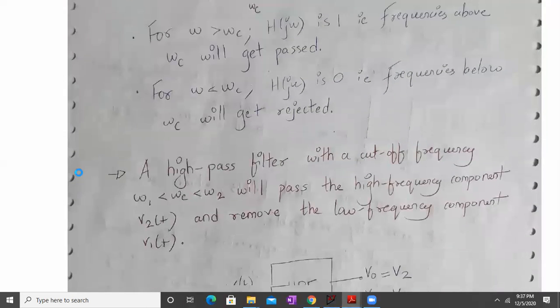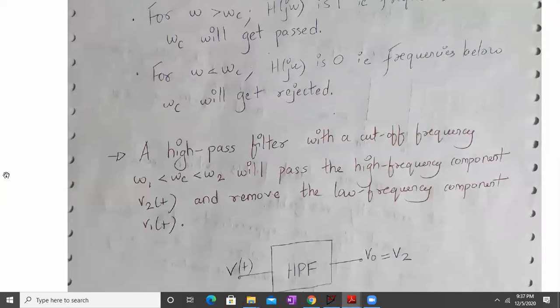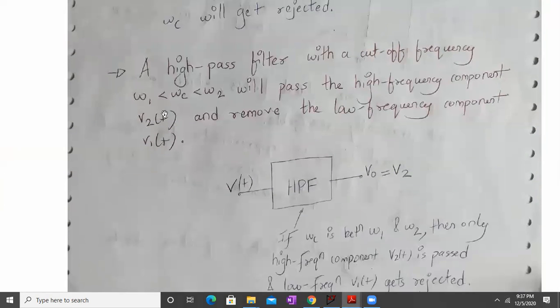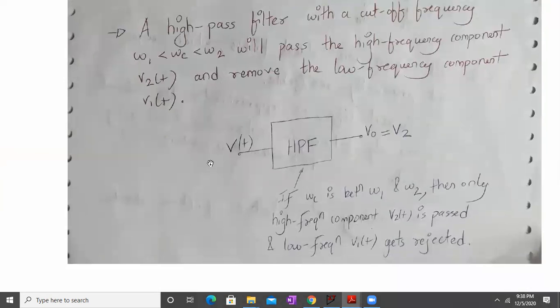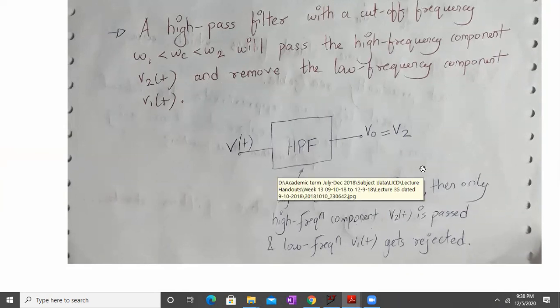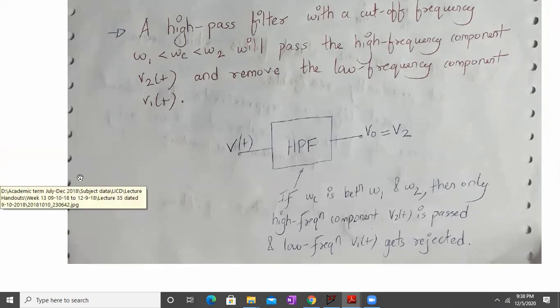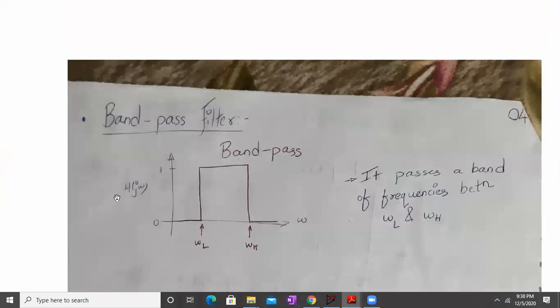So a high pass filter with a cutoff frequency between omega 1 and omega 2 will pass the high frequency component. Let us come back to our example. Our high frequency component was V2 of t, and we will remove the low frequency component. If the same V of t, which consisted of high and low frequency, is passed to a high pass filter, the output will be V2 of t. Remember, V2 of t contained the high frequency component. So the high frequency component will be passed, and the low frequency component will be rejected by this high pass filter. I hope that this point is clear.